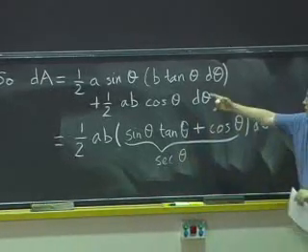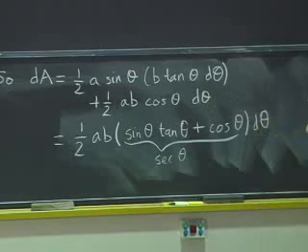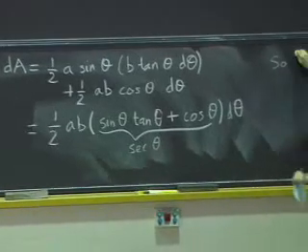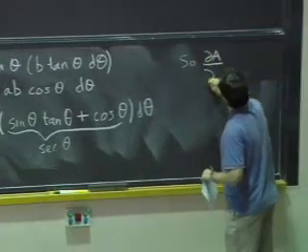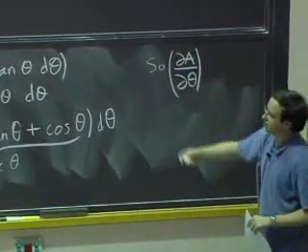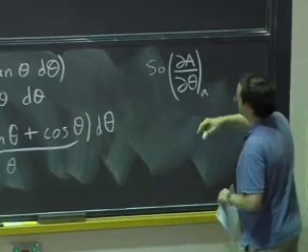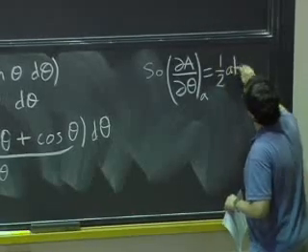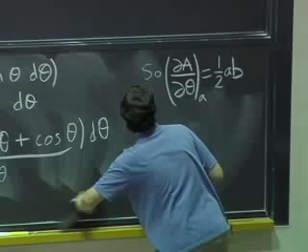So now you have expressed dA as something times d theta. Well, that coefficient is the rate of change of A with respect to theta, with the understanding that we are keeping a fixed and letting b vary as a dependent variable. Not enough space, sorry.